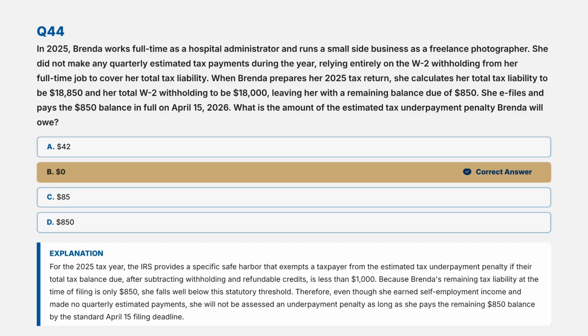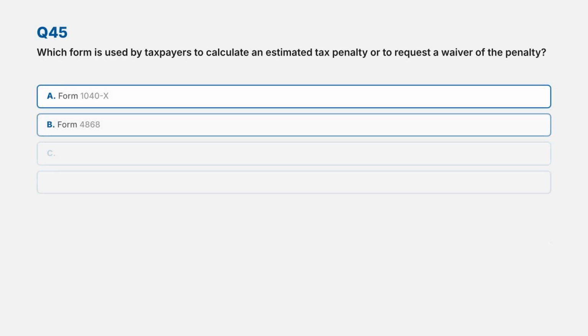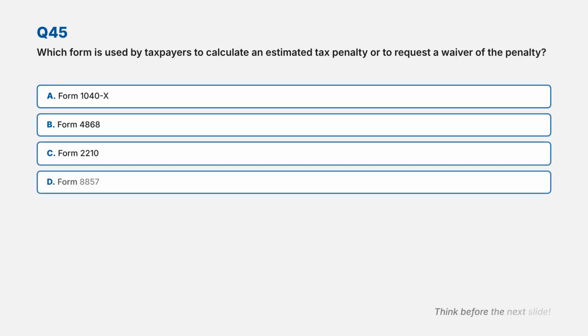Fantastic. Let's move on to question 45. Question 45. Which form is used by taxpayers to calculate an estimated tax penalty or to request a waiver of the penalty? A. Form 1040X, B. Form 4868, C. Form 2210, D. Form 8857.